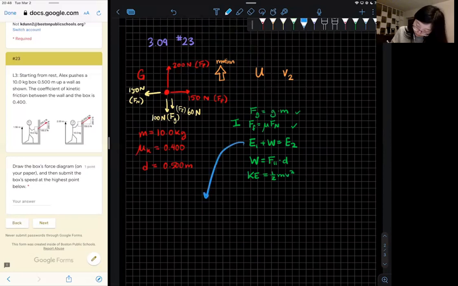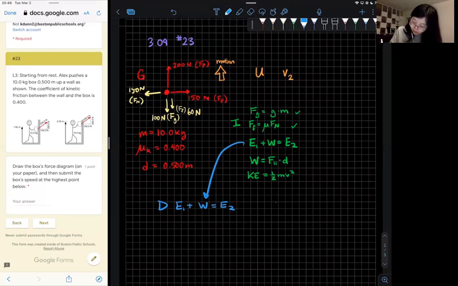To do the math, again, I think it might be easier to start with this equation, though you don't have to. E1 plus W is E2. Let me identify the types of energy at each step. So in the first picture, you can say, if you would like, that there is GPE, right? Because they are above the ground. However, I would like you to be careful about that.